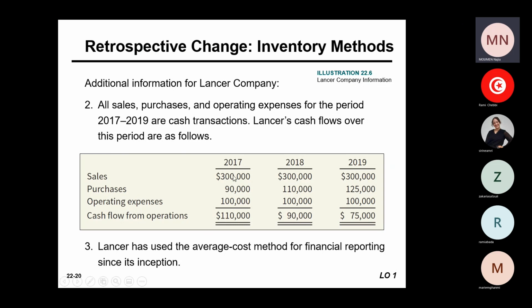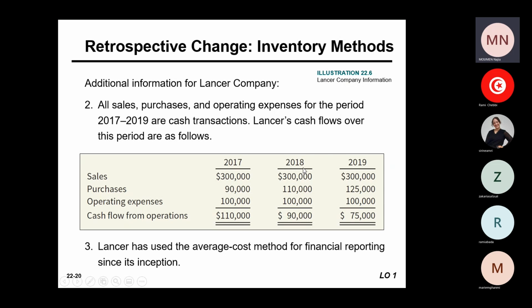So we have sales of 300, purchases of 90, operating expenses of 100, so the cash flow from operations was 110. The following years was 300, the same. We're assuming here the sales were the same over the period 2017 to 2019. We had different amounts regarding purchases. Operating expenses also remain the same. And then we got different cash flow from operations. It is also said that Lancer has used the average cost method for financial reporting since its inception.